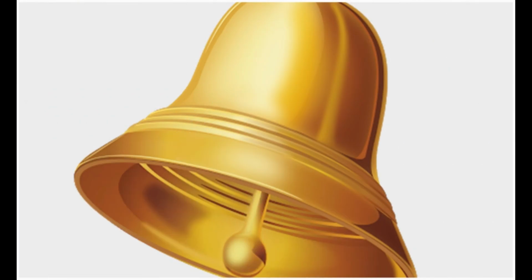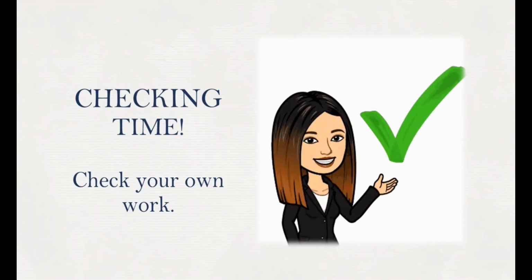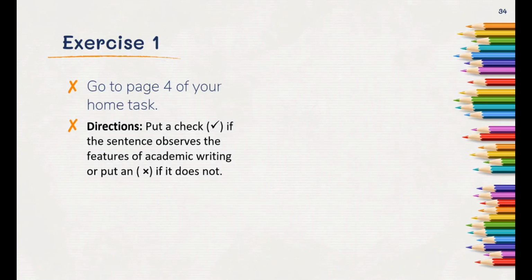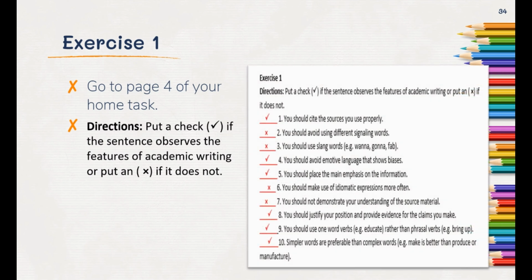It's checking time. Let's see how well you did. Go back to page 4 of your home task. Put a check if the sentence observes the features of academic writing. Put an X if it does not. Here are the answers to this exercise. You may pause this video while you check your work. How did you do? Did you get a perfect score? Awesome! If not, don't worry, let's do better next time.